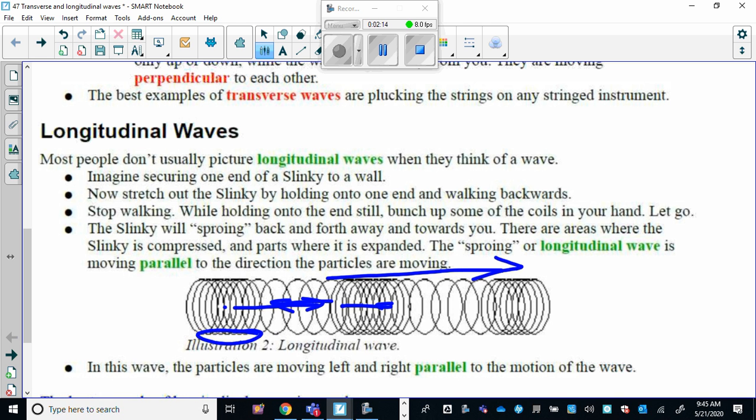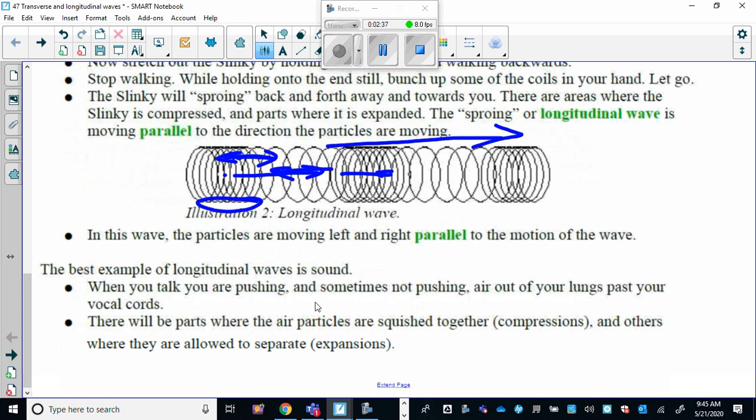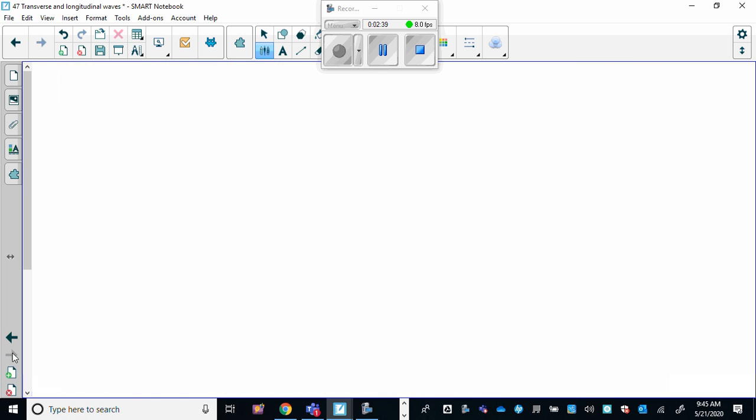In this case, if I had a particle on the slinky right here and I stretched it, what would I see it doing? I'd see it going back and forth, left and right, and the direction of the wave here is to the right. So therefore, the direction that the particles are moving is parallel to the motion of the wave. And the best examples of longitudinal waves are sound waves.